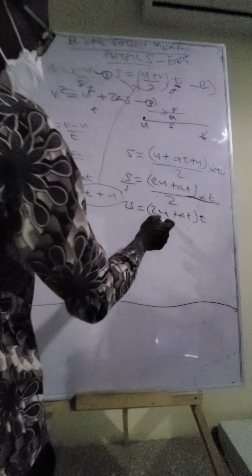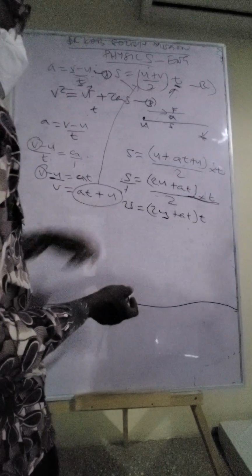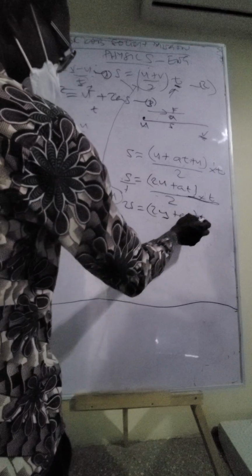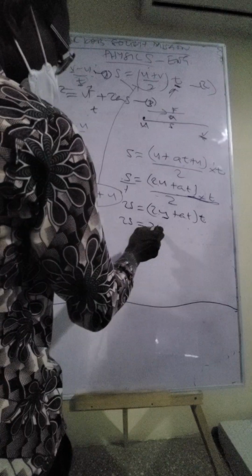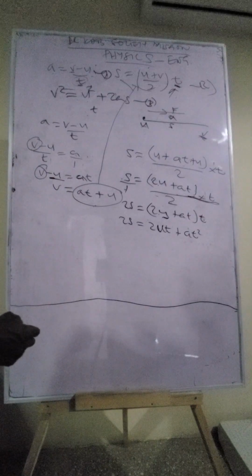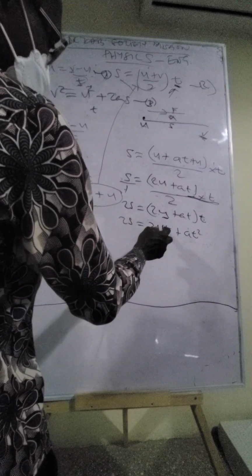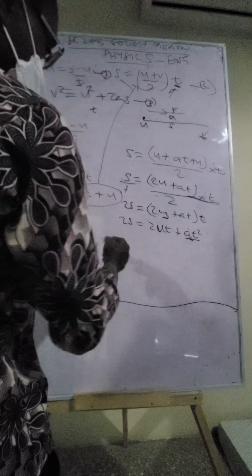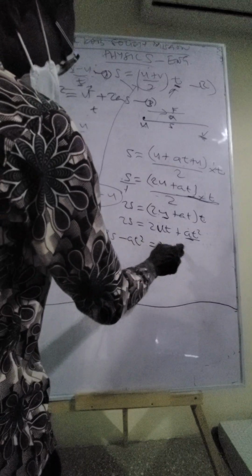Let's simplify and then make u the subject, like we made v the subject. Then t will multiply out, t will multiply that. 2s is equal to 2ut plus at squared. Right, so let's see what happens. If we bring this one here, then we're going to get 2s minus at squared is equal to 2ut.